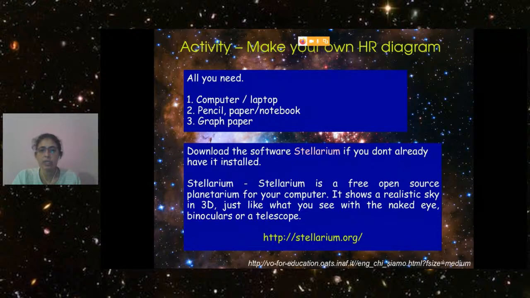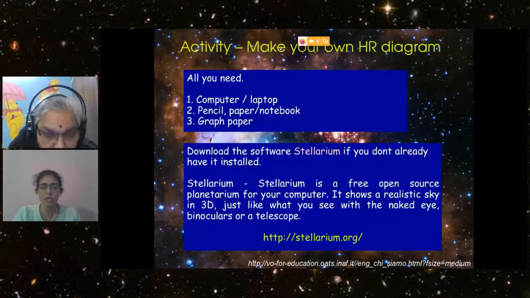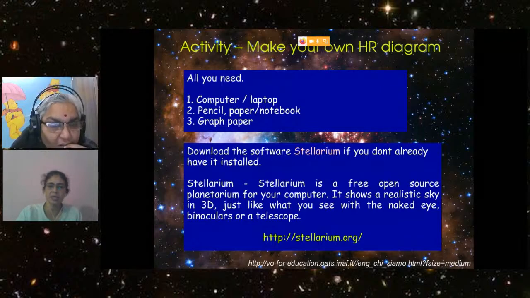As I said, you need the software Stellarium, and most of you may have it already, but if you don't have it, then you can install it. This is of course a free open source software, and it's like a planetarium.